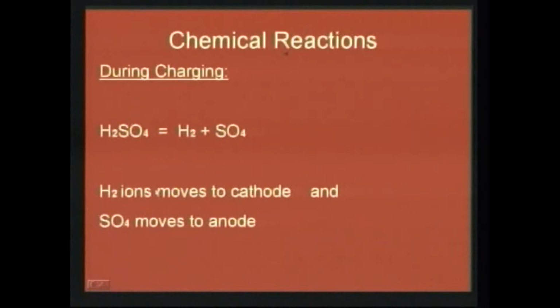The H2 ions move to cathode and SO4 ions move to anode. The H2 ions move to cathode and the lead sulphate combines with the H2 ions, again becoming H2SO4 and pure lead. Similarly, at anode, the lead sulphate combines with SO4 ions and water, giving rise to lead peroxide and H2SO4. Now we will take up the parts of lead acid battery.